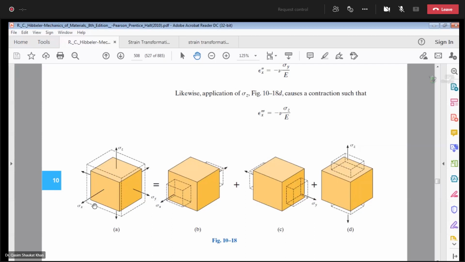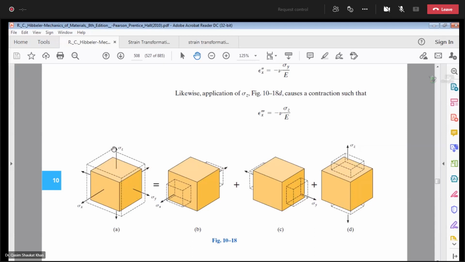Now, if you see this, how many strains are there along the x direction? Along the x direction, you have one normal strain epsilon x, and you have two lateral strains along the x direction, due to the normal strain epsilon y and due to the normal strain epsilon z. So there are three strains, one normal strain and two lateral strains in the x direction. Okay, how many strains are there in the y direction? Three strains, one normal strain epsilon y and two lateral strains due to epsilon x and epsilon z.